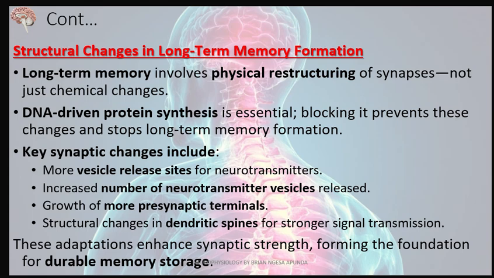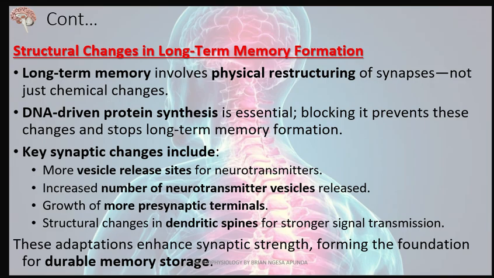So what are some of those structural changes that are likely to take place so that we have the physical or long-term memory? We've suggested it involves some physical restructuring of the synapses, not just the chemical changes. One of the changes could be DNA-driven protein synthesis. As you read, committing more information into long-term memory, you'll also be stimulating protein synthesis that can be important for the formation of new neurotransmitters and new neuronal structures.